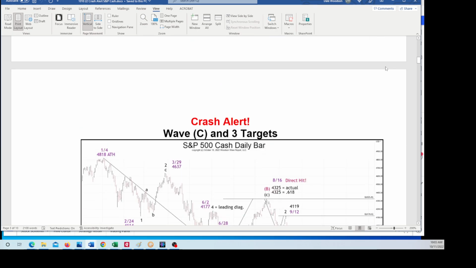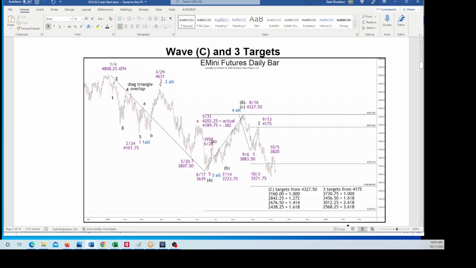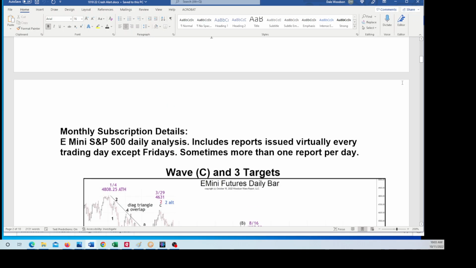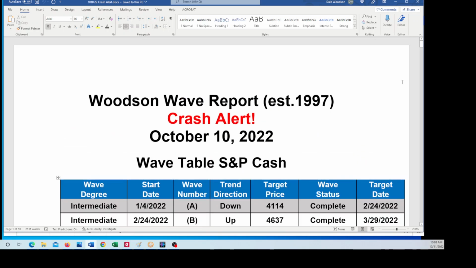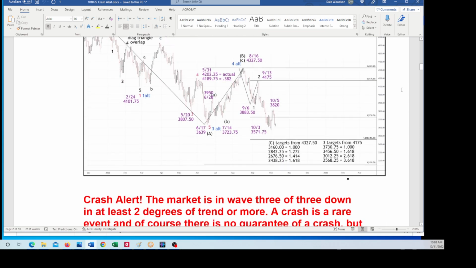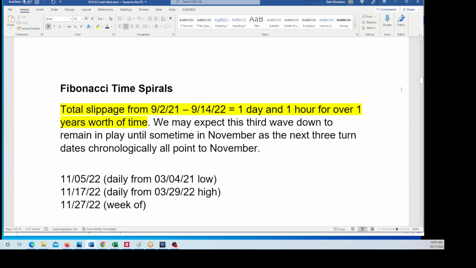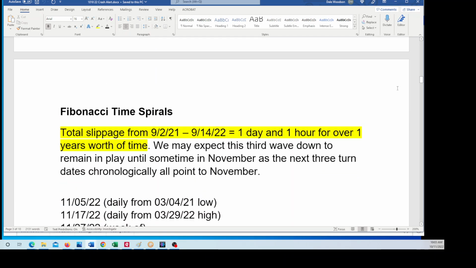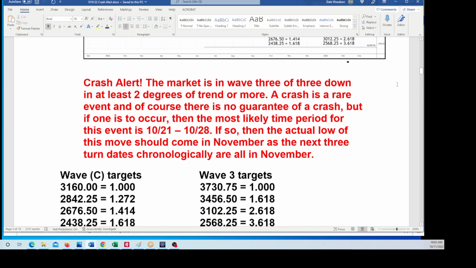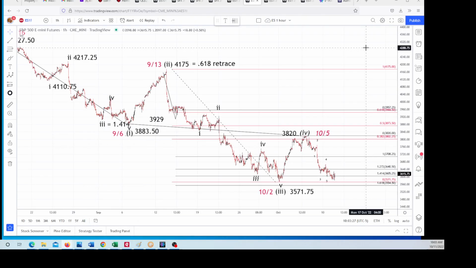I want to get into the futures. Okay, let's get into that one there. Let's see if this is that. There's the futures. Again, that's the crash alert we sent out on the 10th. There's our targets there. Okay, the same warning there, if you will. And I want to get into that, it is the same. Okay, so we just got different targets for the futures, obviously, than the cash, but it's the same wave count, obviously.